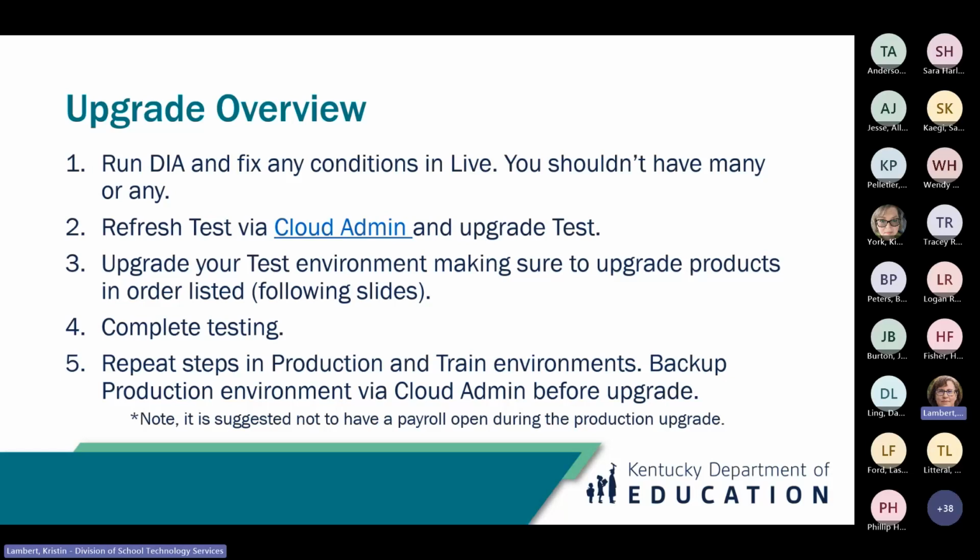After you've done that in your live environment, you'll want to refresh test via the Cloud Admin, and then go ahead and upgrade your test environment. Make sure to upgrade your products in the order listed. There's a slide that follows that shows the different products and how you should schedule those. Do your testing in your test environment, and when you're ready to schedule your production environment, you'd repeat those steps again and schedule your production environment.